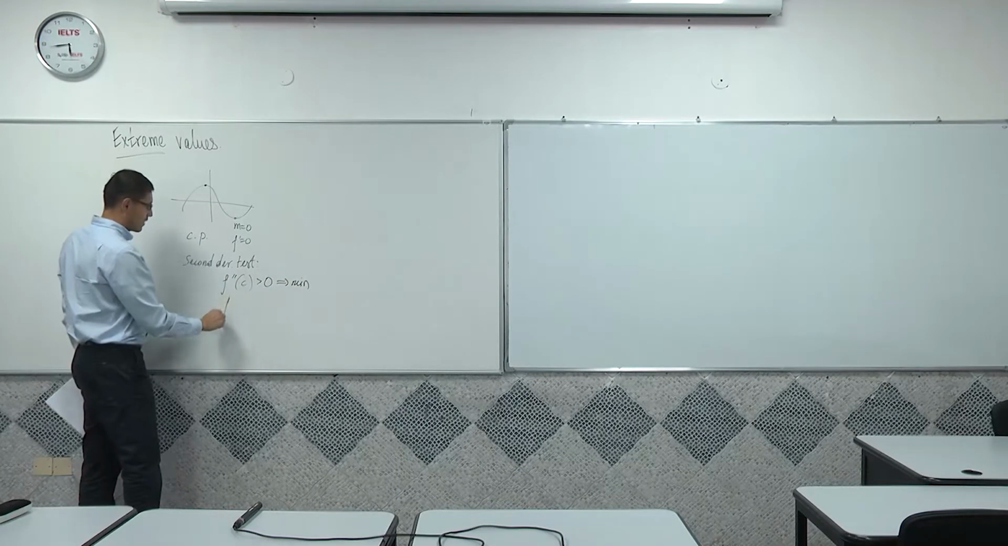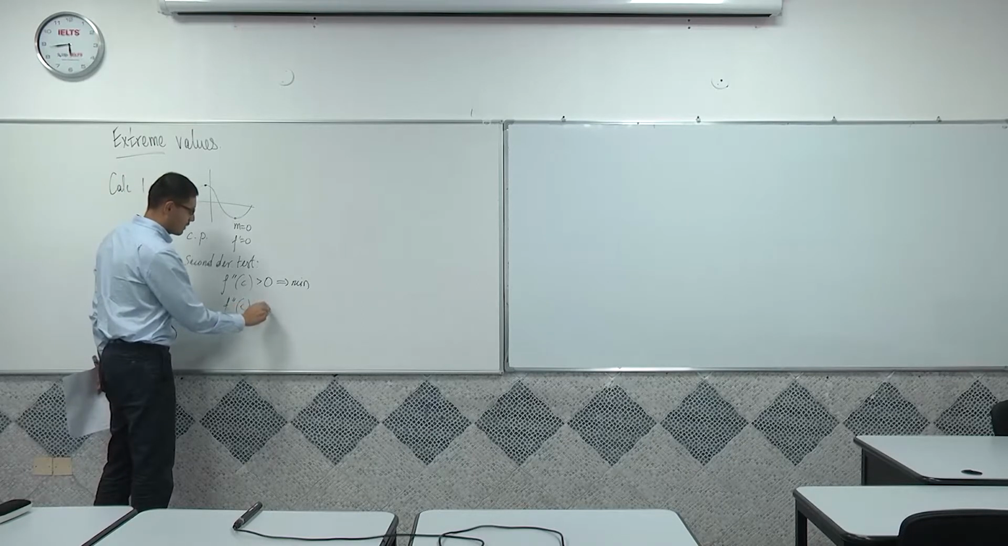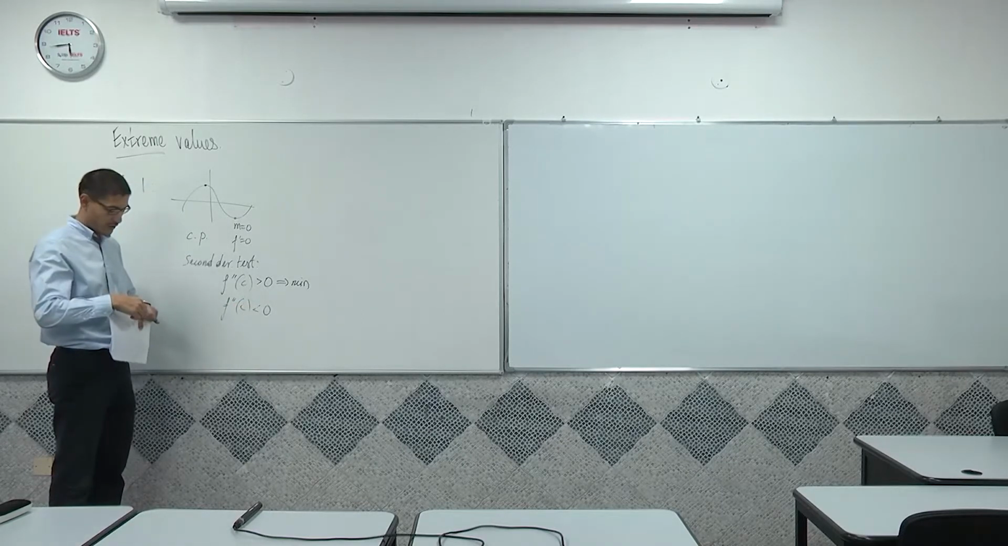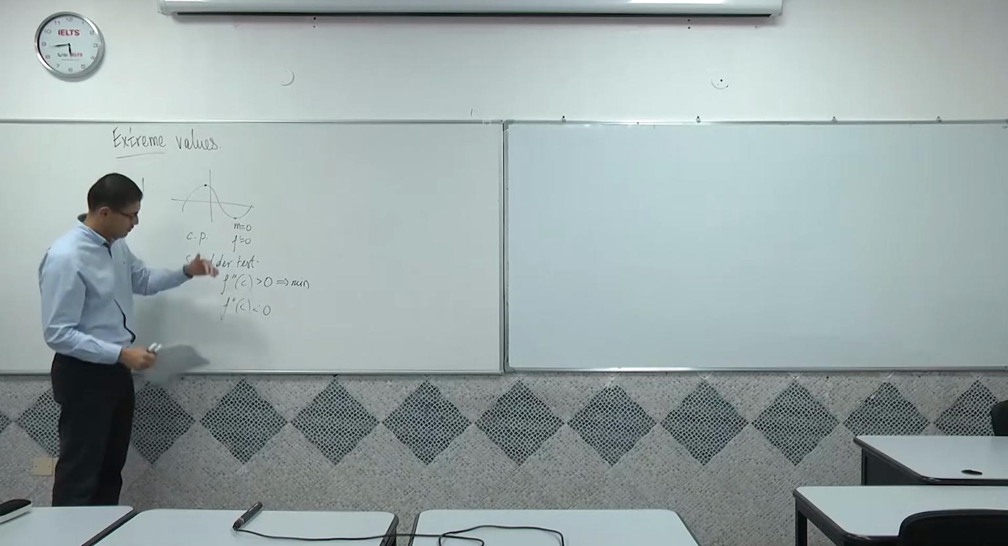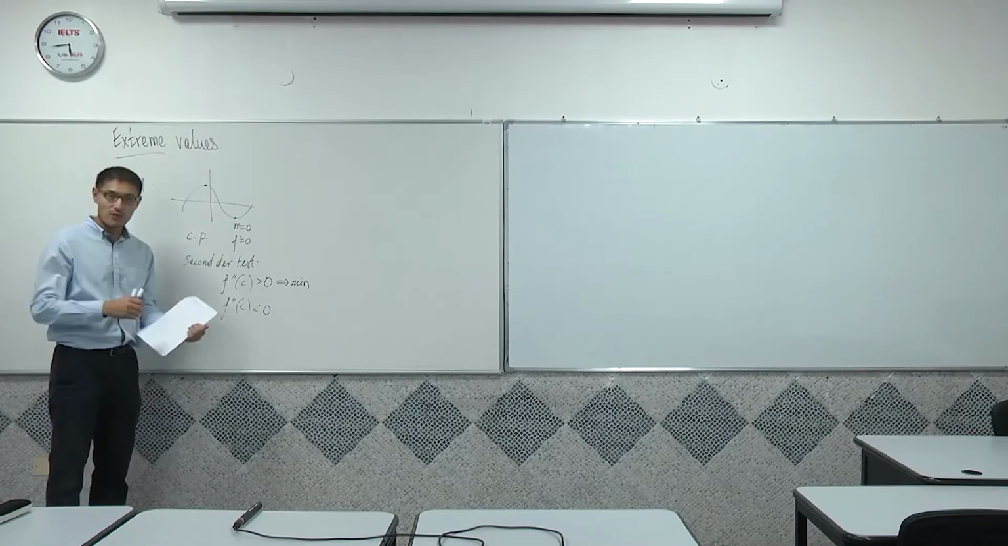And likewise, if the second derivative at the critical point was negative, it means that the graph is concave down, so the shape of the graph is like that. And if the shape of the graph is like that, then you're dealing with a maximum value.